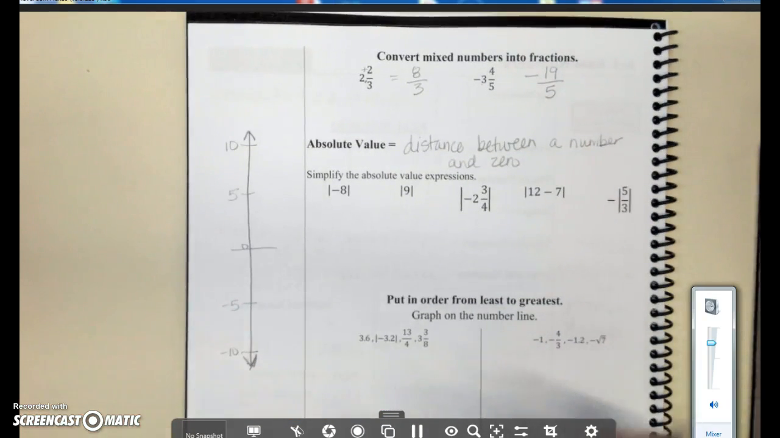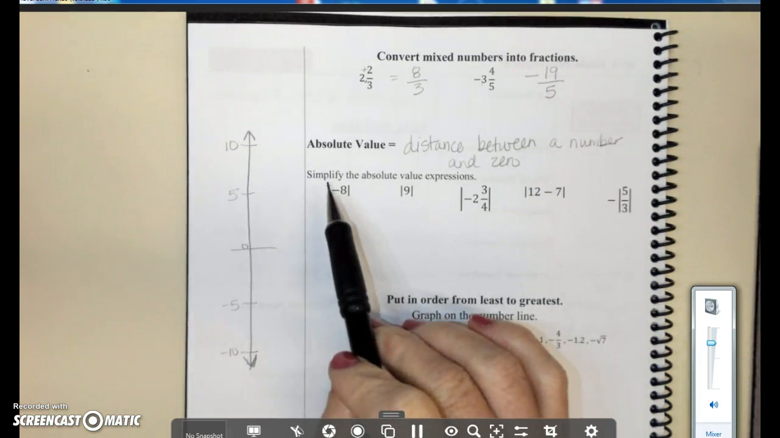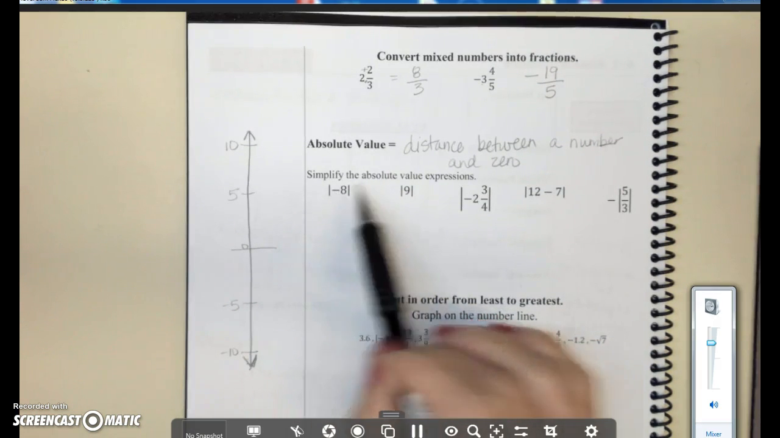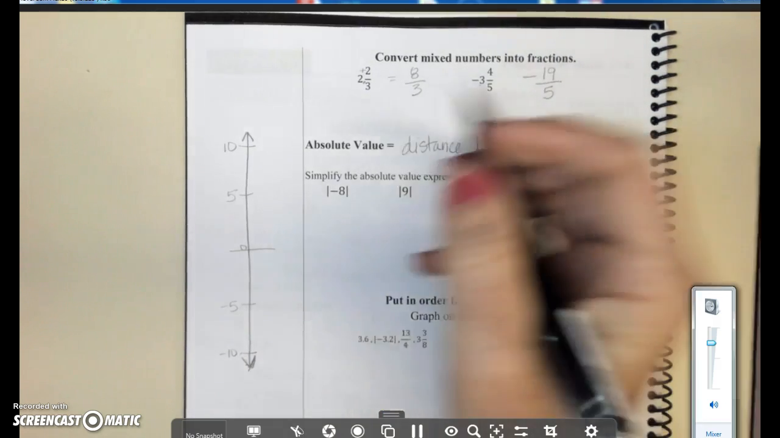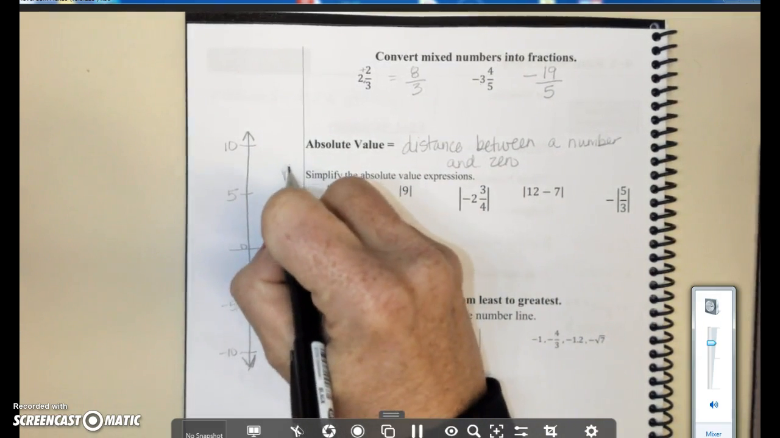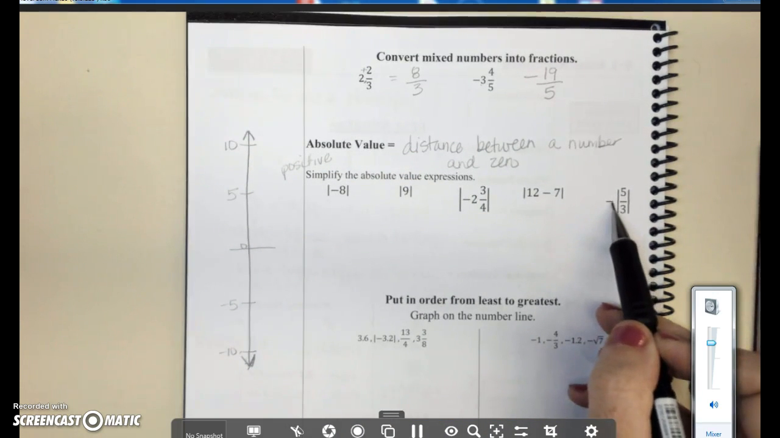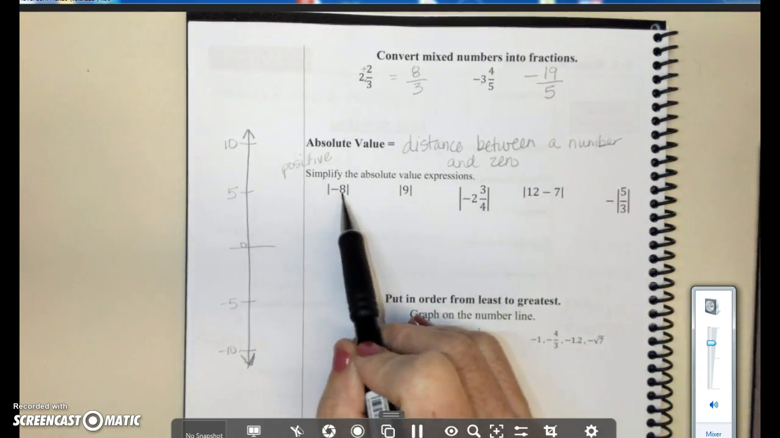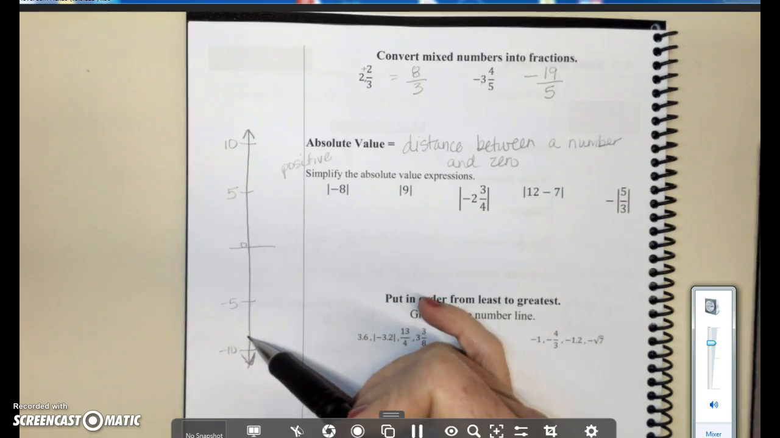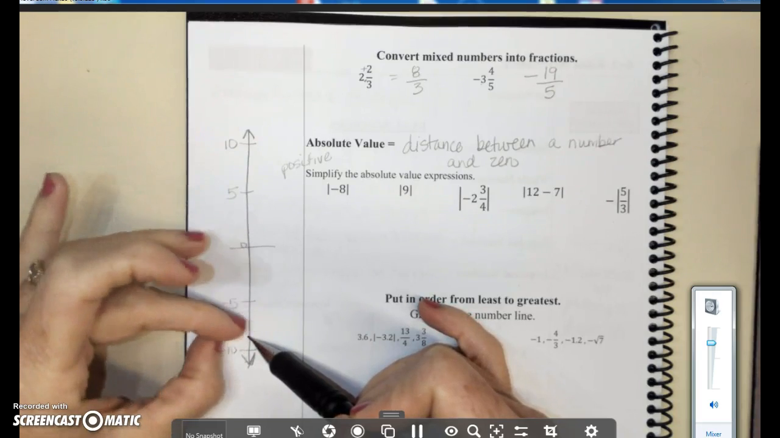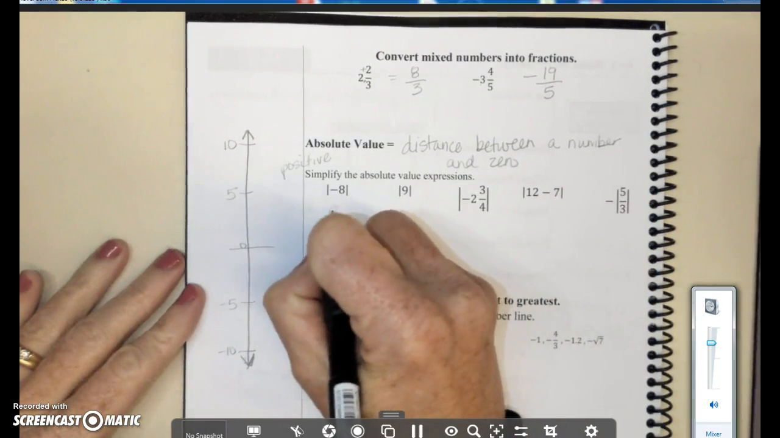Okay, so let's see, simplify the absolute value expressions. Remember that your absolute value is always going to be positive. These answers are going to be positive unless there's a negative in front of the absolute value bars. So to go from negative 8, which would be down here, you're just asking, what is that distance from negative 8 to 0? From 0 down to this was 8 spaces, so that's just going to be 8.